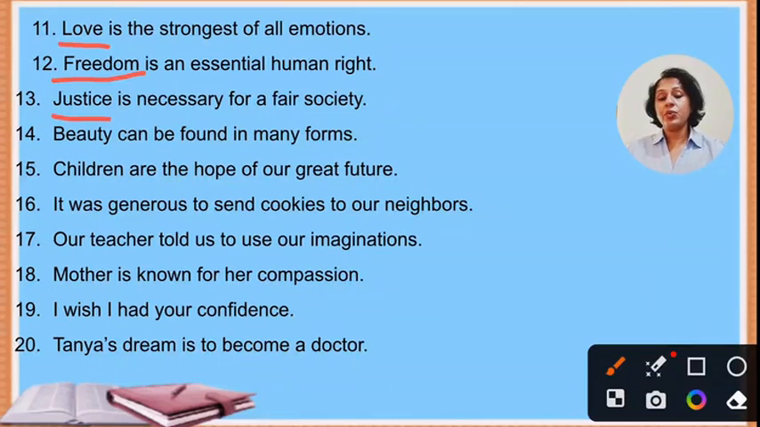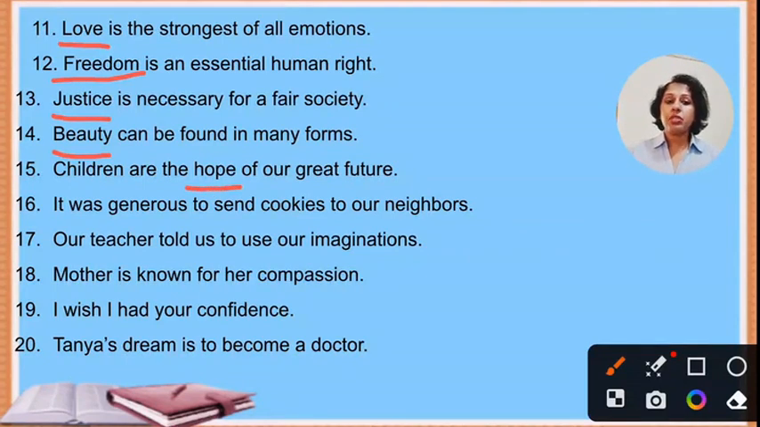Beauty cannot be found in many forms. The word beauty is an abstract noun. We cannot experience it with any of our 5 sense organs, but we can feel it. Children are the hope of our great future. Hope is an abstract noun.